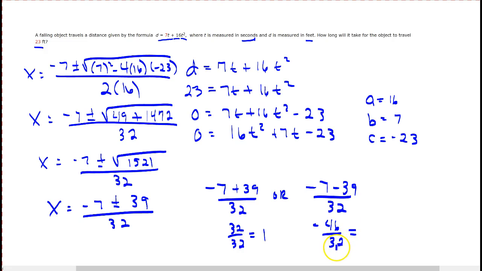We could reduce it, but this negative tells me that that's not going to be an answer. I will go ahead and reduce it by 2. Looks like I have 23 over 16, but it's a negative, and we're looking for time, which cannot be negative. So it looks like it is 1 second, because it was in seconds. So it took 1 second to travel that distance.